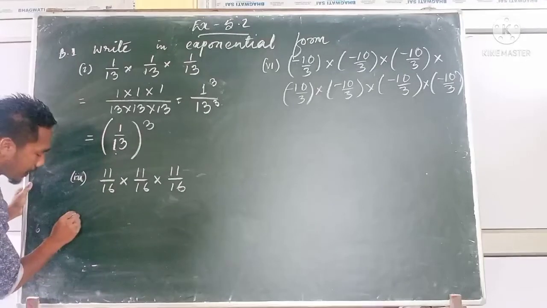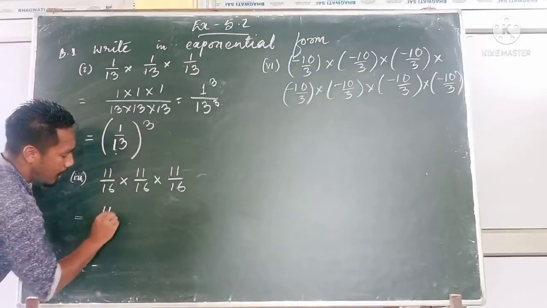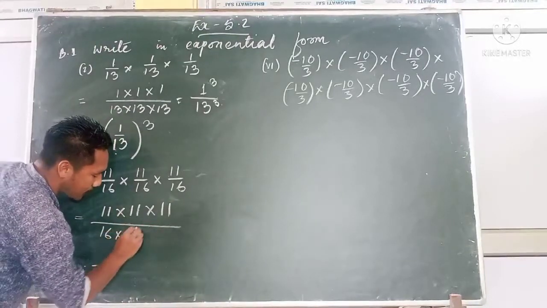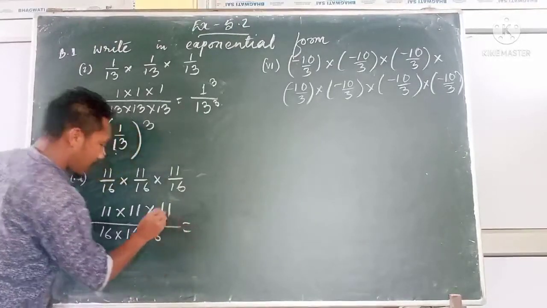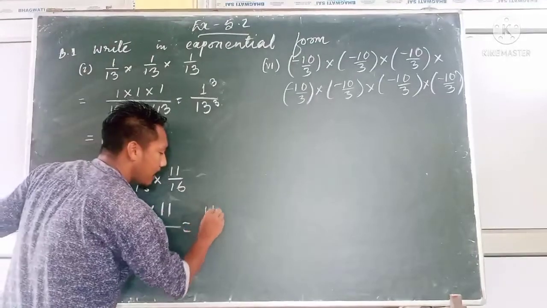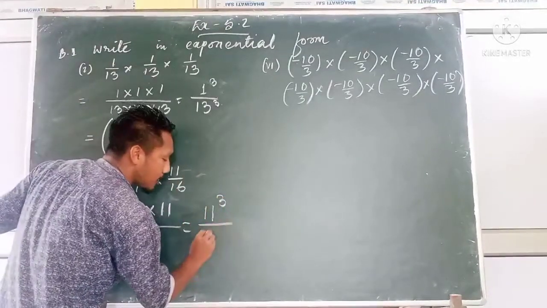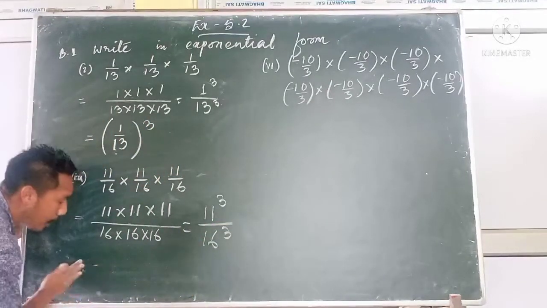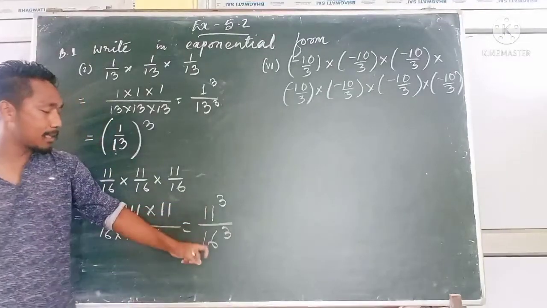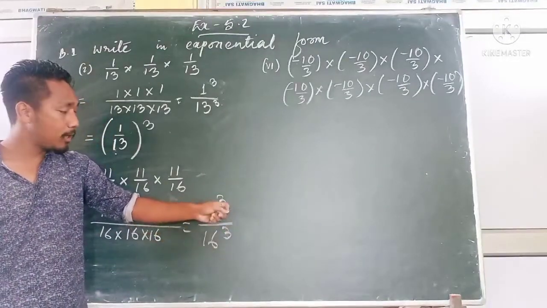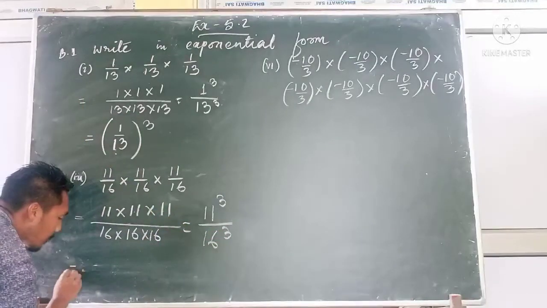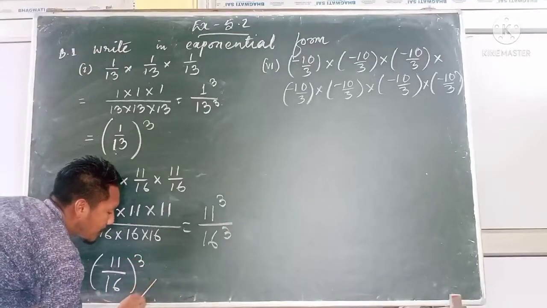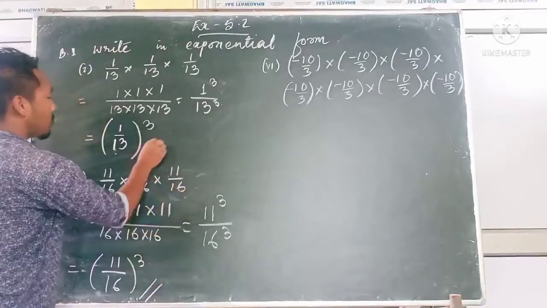Now when you talk about this one, 11 into 11 into 11 divided by 16 into 16 into 16. When you talk about this 11, 1, 2, 3, we have three 11s, that means power will be 3. And 16 also we have three 16s, that means 16 to the power 3. Both of these 11 base and 16 base have the same power, 3 and 3. That means I can write this one as 11 by 16 to the power 3. So this is your answer.